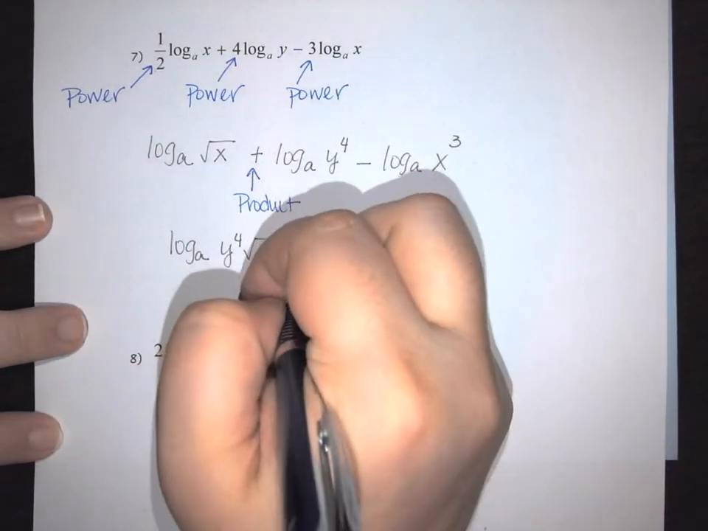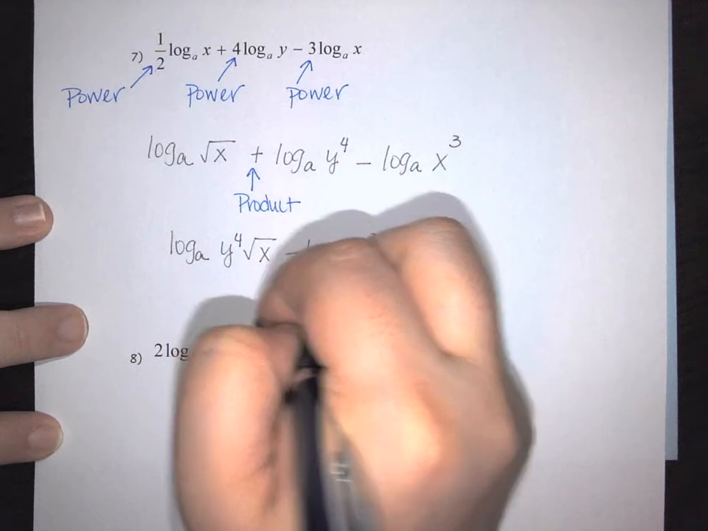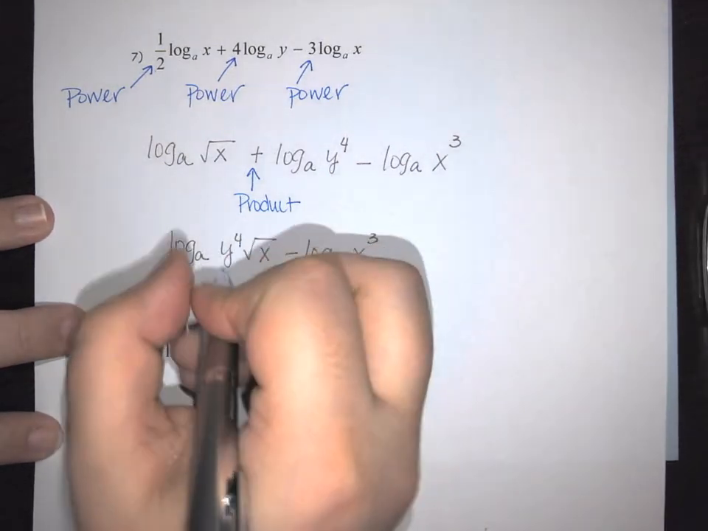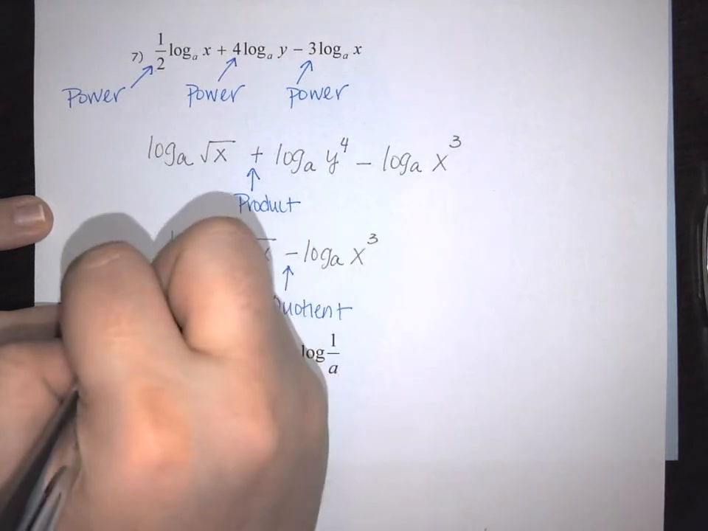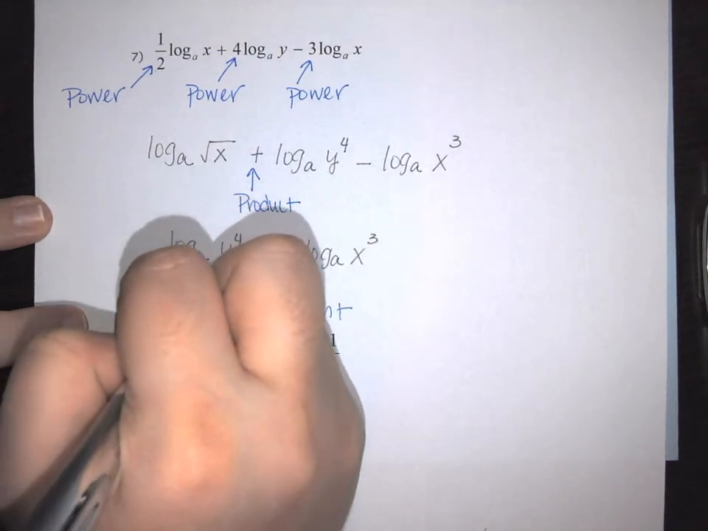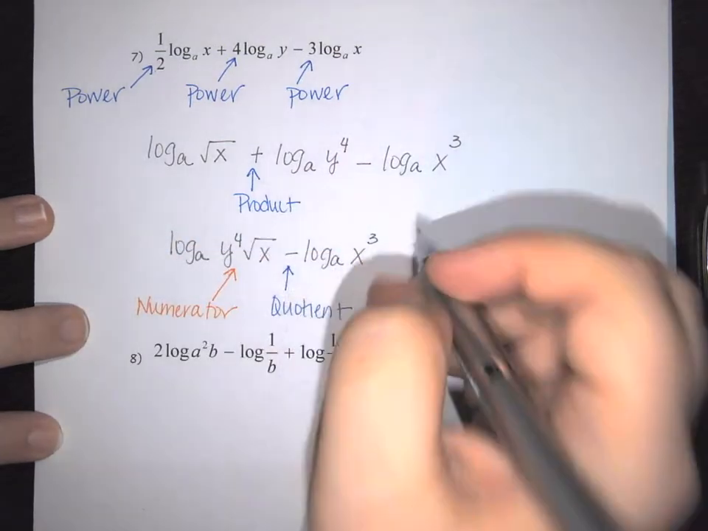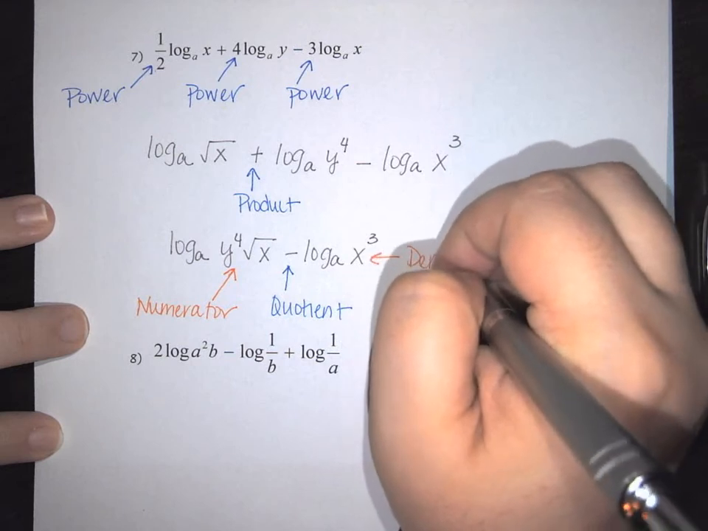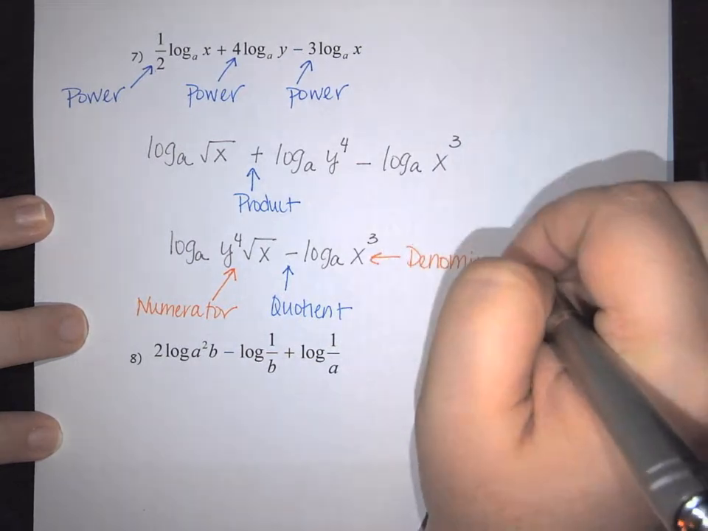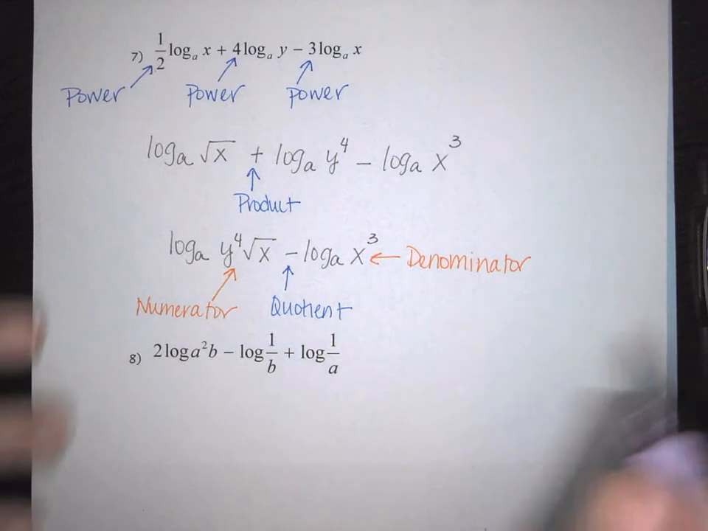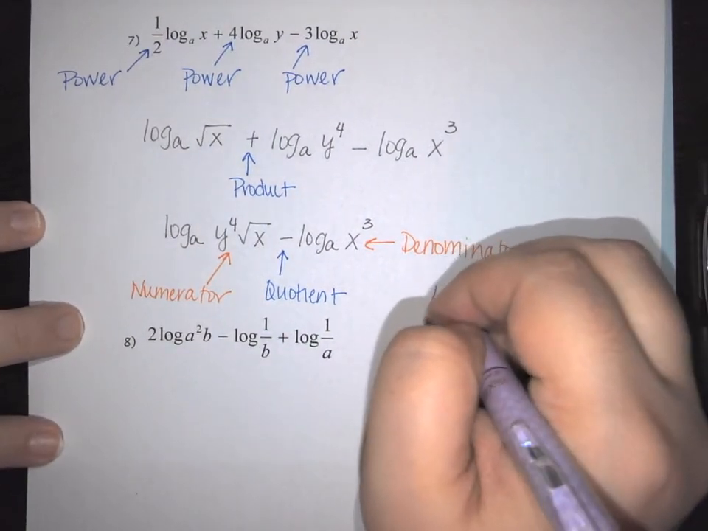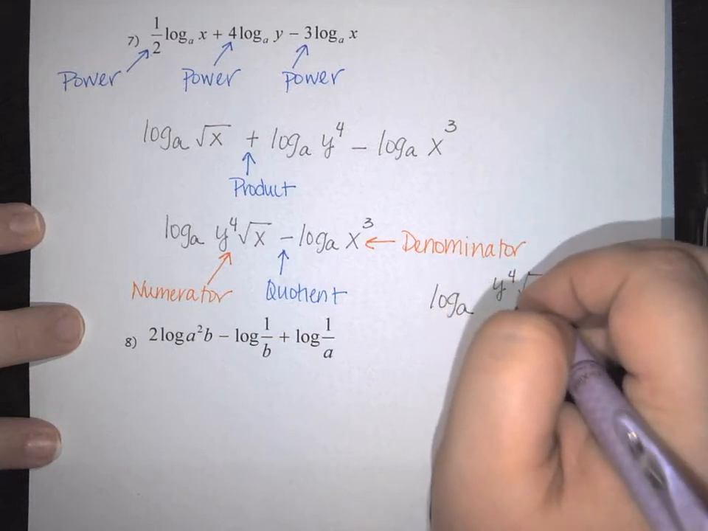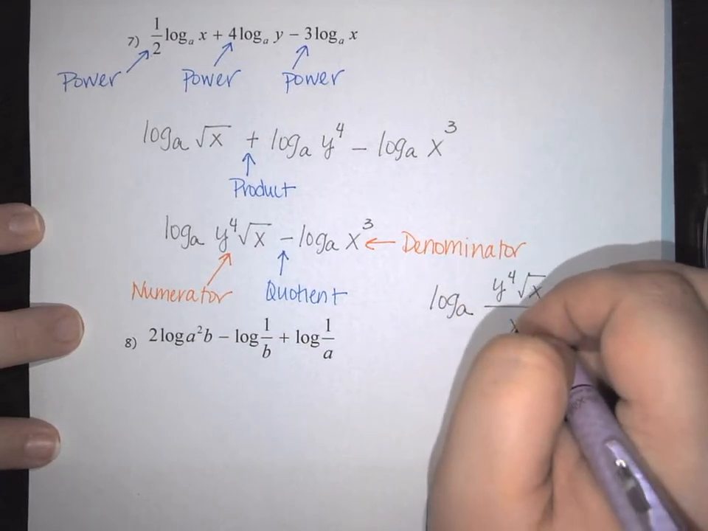And then the very last thing that we have right here is my quotient. So with the quotient, again, that means that this entire term here is going to be your numerator. And it also means that my x cubed is going to be the denominator. And so here what happens is we end up with the log base a of y to the fourth square root of x, and the whole thing is over an x cubed.